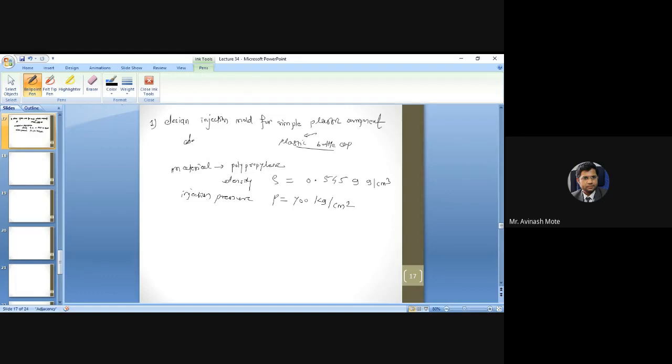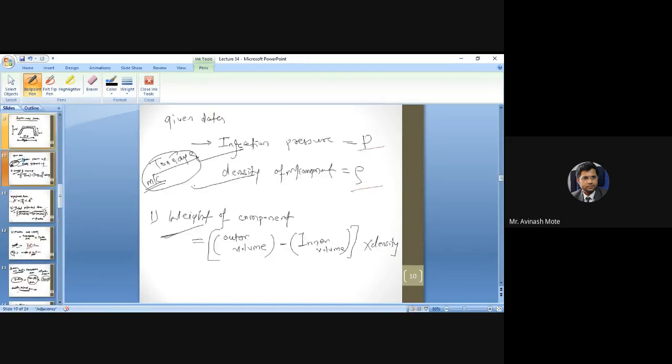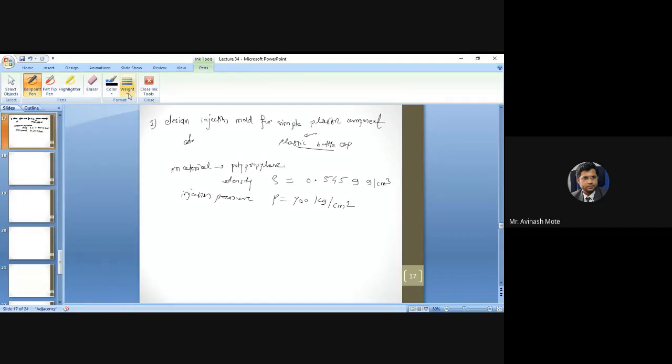Okay, so we'll follow the same procedure so that you will understand it properly. What we have considered first of all is the weight of the component, and the weight of the component is outer volume minus inner volume multiplied by density. Let me draw the figure first. It is a simple bottle cap. All the dimensions are in centimeter.